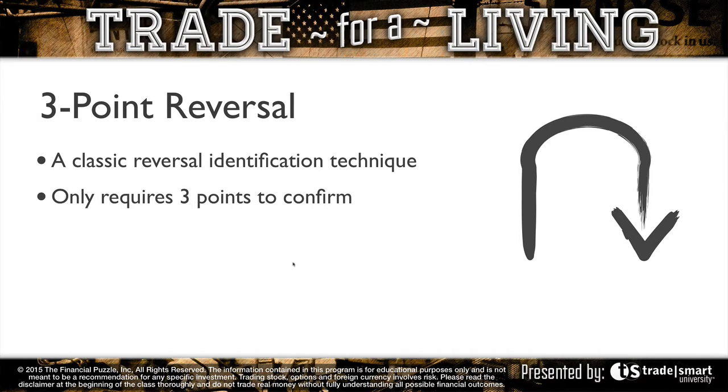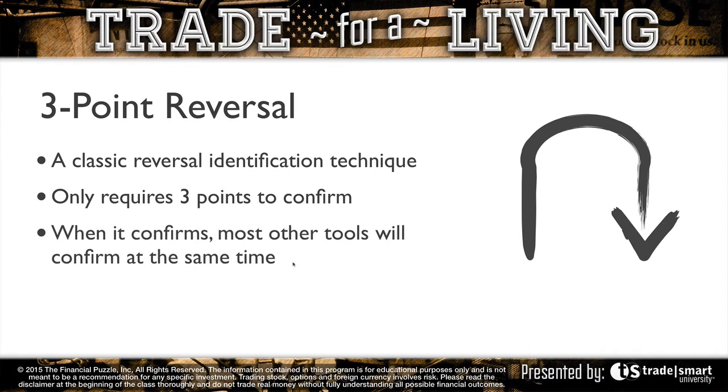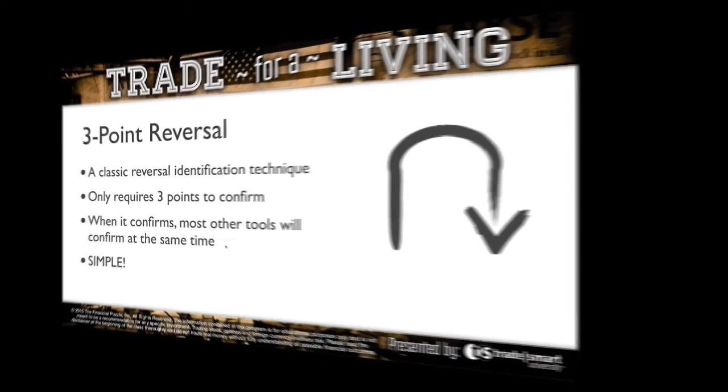A lot of times whenever people are trying to confirm a reversal, they're sitting there drawing trend lines and trying to make all these things add up. And a 3-point reversal is really simple because you can just sit here and count the points of the swing points. So when it does confirm, what's great about it is most of your other tools start to confirm about the same time as well. And as I've already mentioned, it is very simple. So let me show you how the 3-point reversal works.